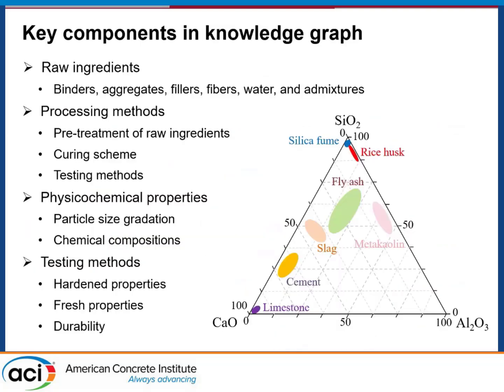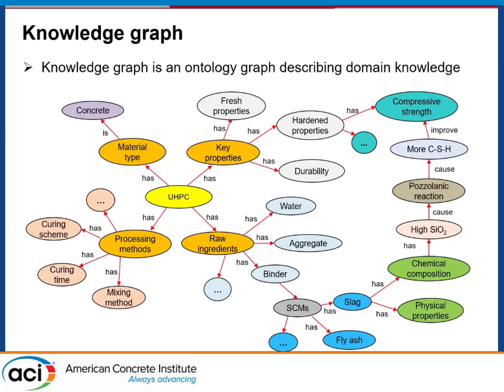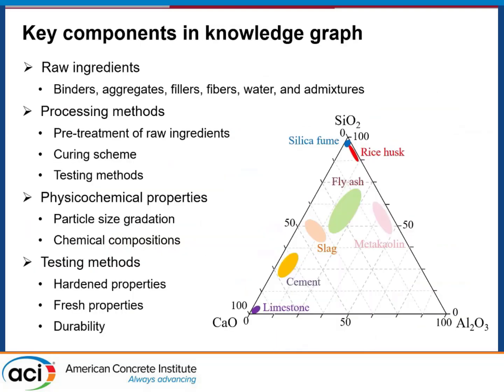And based on this knowledge, we can unlock some fundamental mechanisms if we consider some kind of materials. So the key components we should consider for the knowledge graph are the raw materials, raw ingredients, the processing methods, and the testing methods, and also we can consider the physical and the chemical properties, like the particle size gradation, the chemical compositions of the raw materials. So if we want to discover new types of waste materials, instead of inputting a name of the waste materials, we can input the chemical and physical properties.